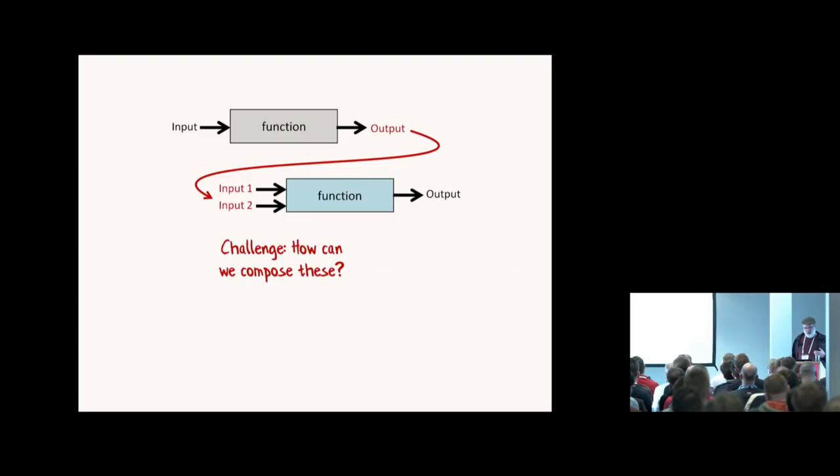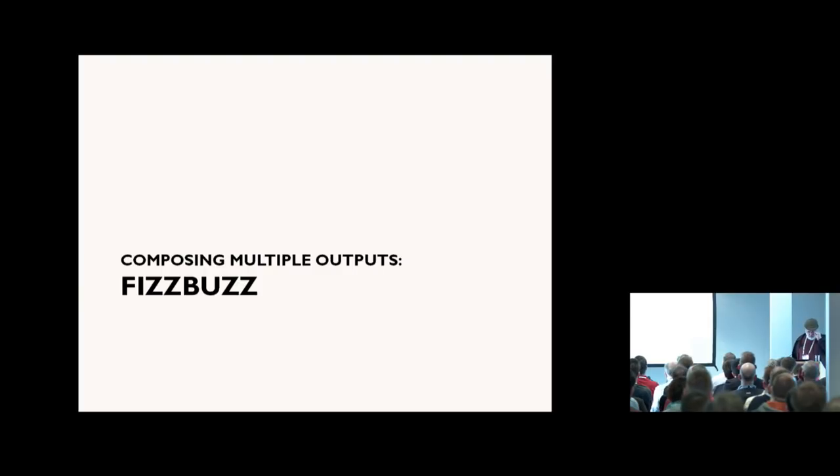So there you go. That was this particular challenge. How do we compose a function with two inputs? The answer is we use partial application. All right, next, FizzBuzz.